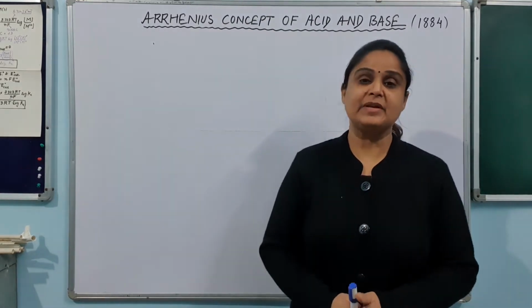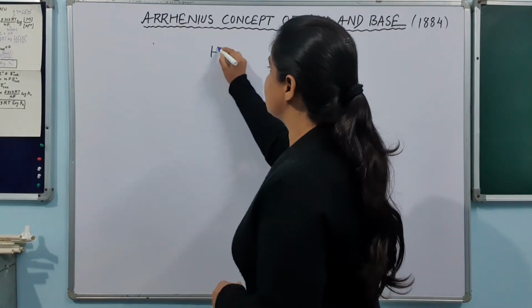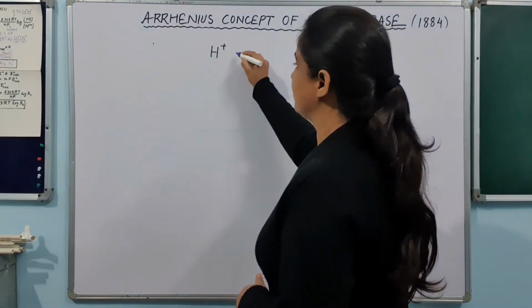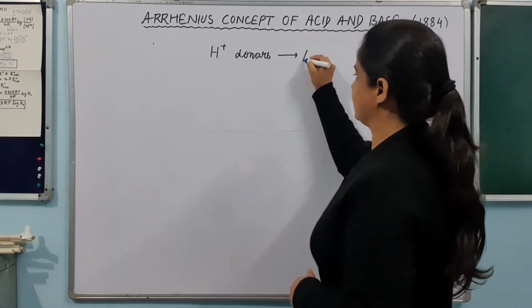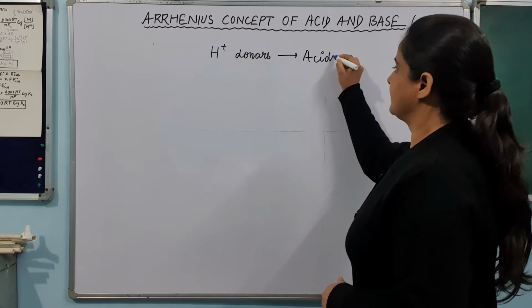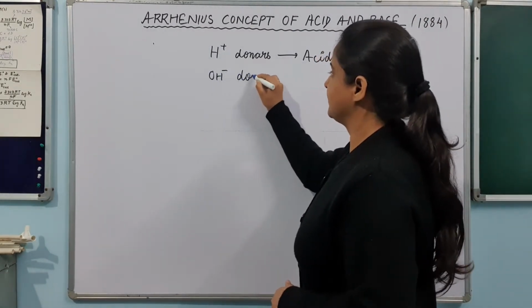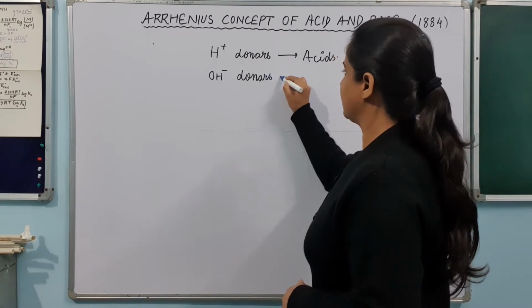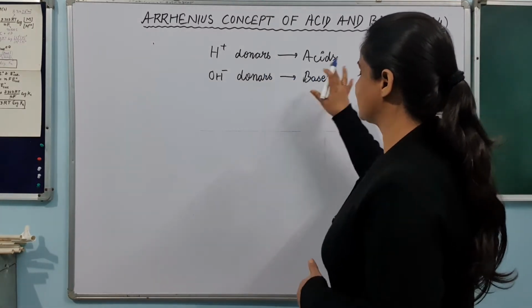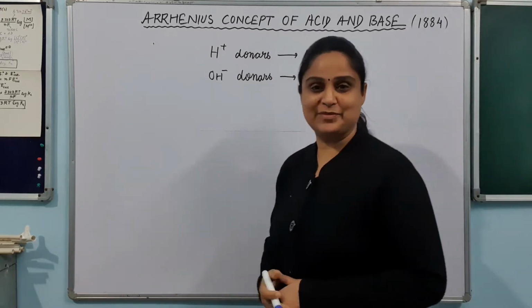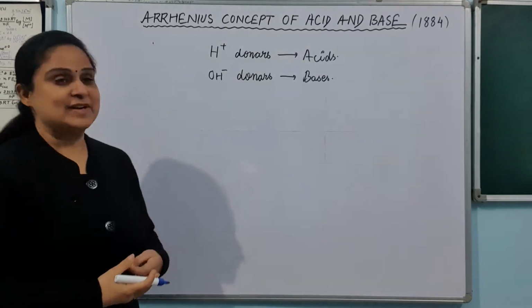This video is about a very simple concept of acid and base, the Arrhenius concept of acid and base. The Arrhenius concept says that H plus ion donors are acids and OH minus donors are bases. Isn't it an easy concept? This is the concept we have been using for many years, from the starting of the understanding of acids and bases.